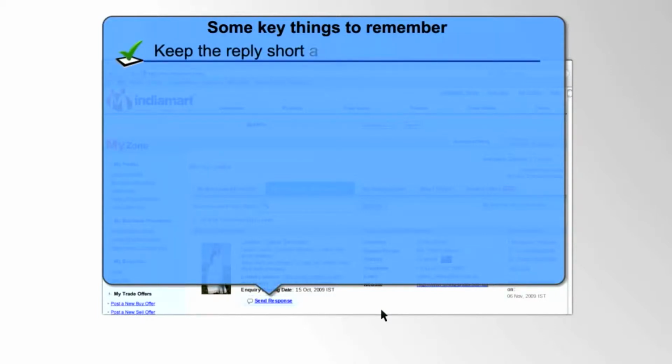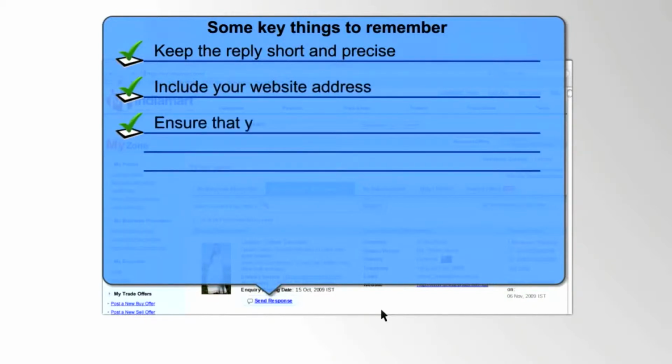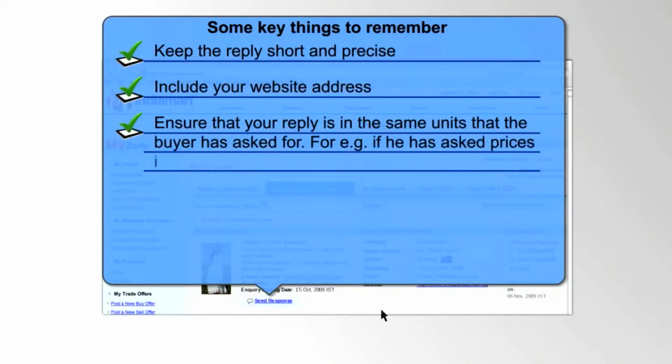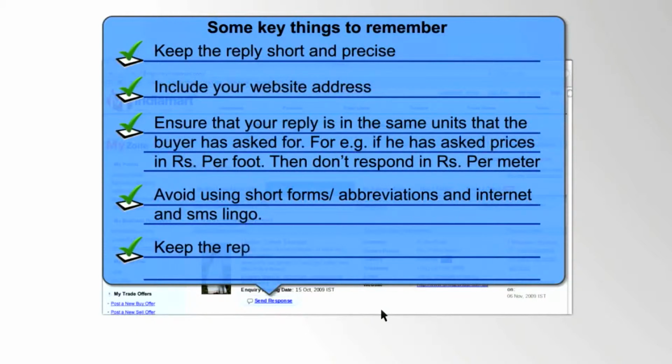Some key things to remember while sending a response to the buyer. Keep the reply short and precise. Include your website address. Ensure that your reply is in the same units that the buyer has asked for. For example, if he has asked the prices in rupees per foot, then don't respond in rupees per meter. Avoid using short forms, abbreviations, internet and SMS lingo. Keep the replies open-ended, giving the buyer the option to ask for changes.